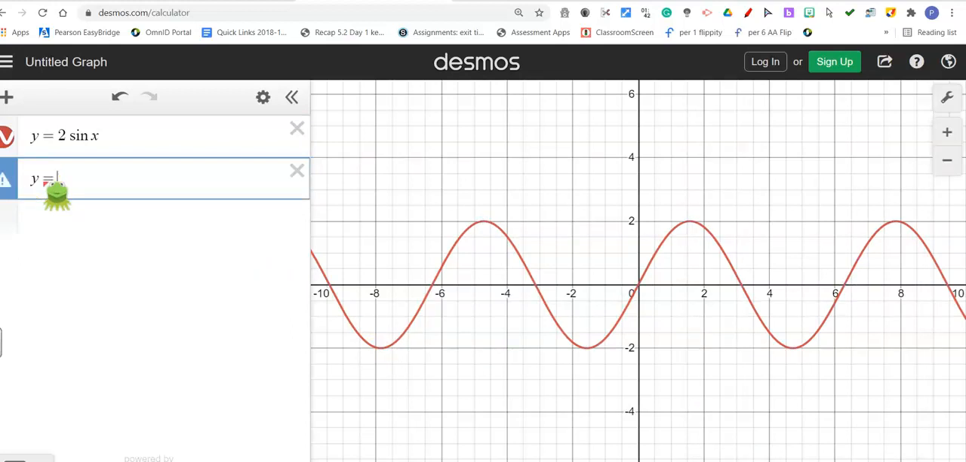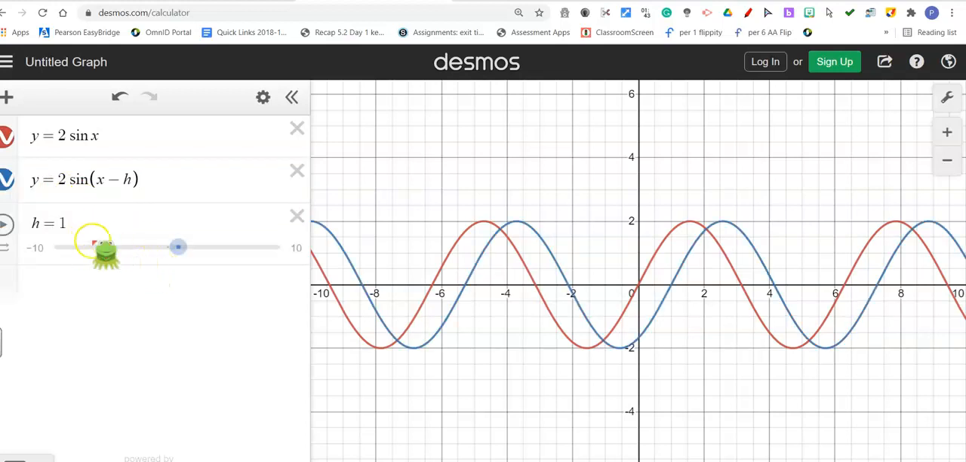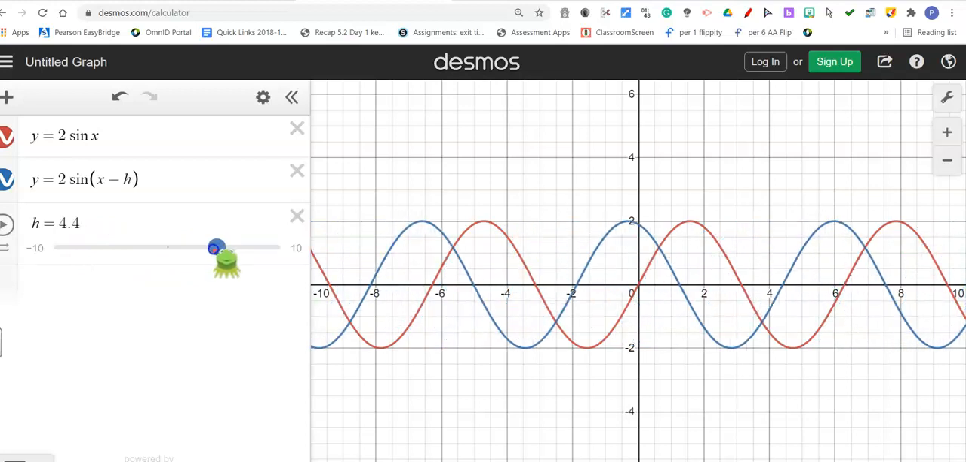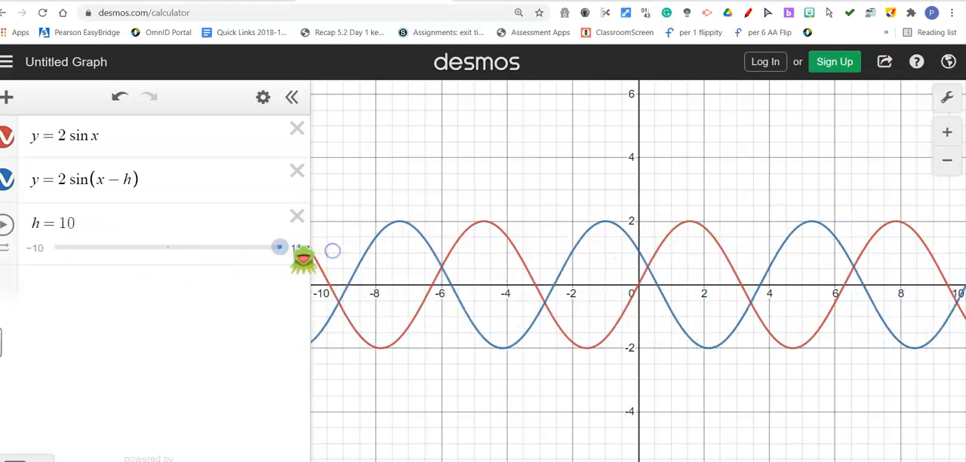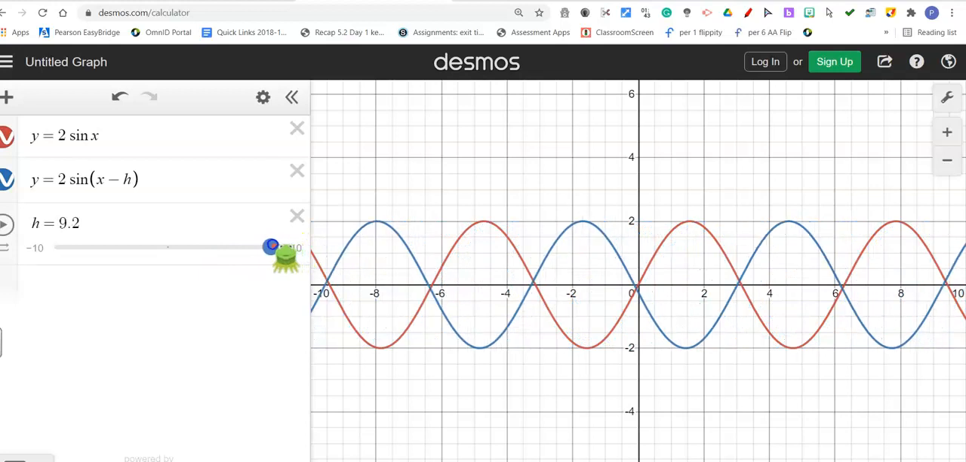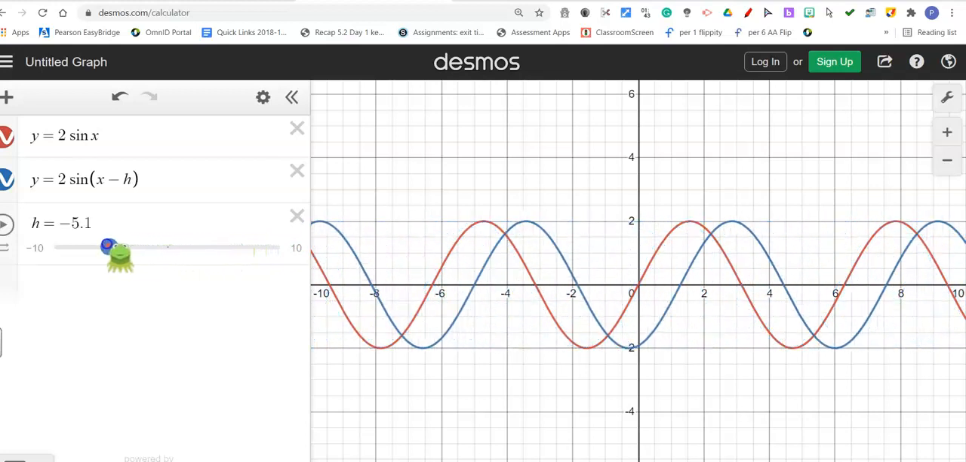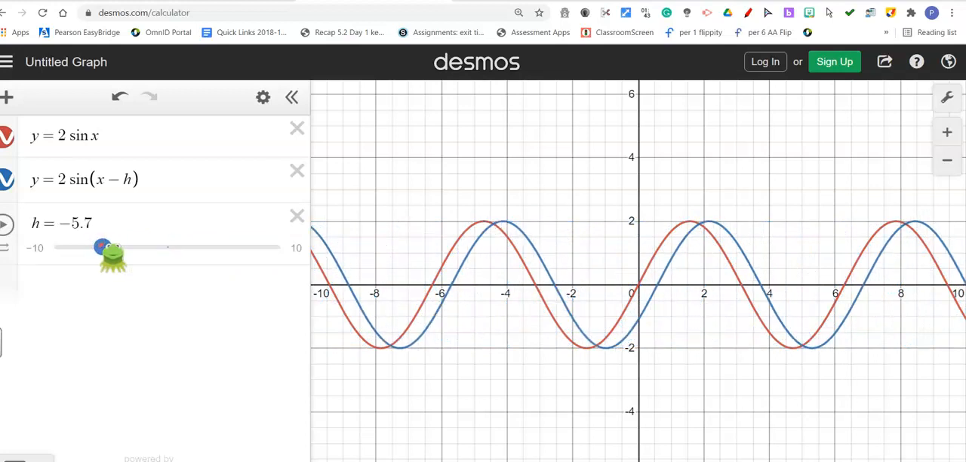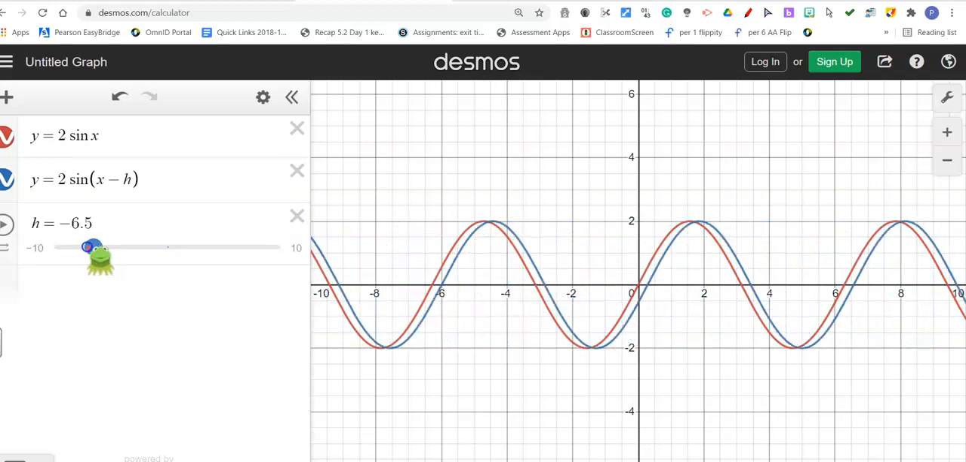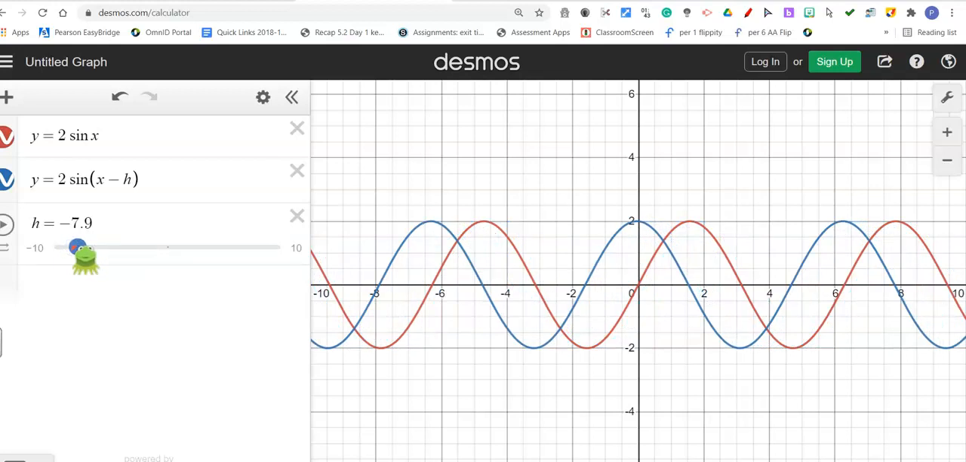Now, y equals 2 sine parentheses x minus h. Hit the h and you'll get the slider, and you can change that slider. So look what happens when I make it larger. From the movement, you can see that if I make it smaller, it's going to the left. So I'm subtracting a smaller number. Here I'm subtracting negative numbers.